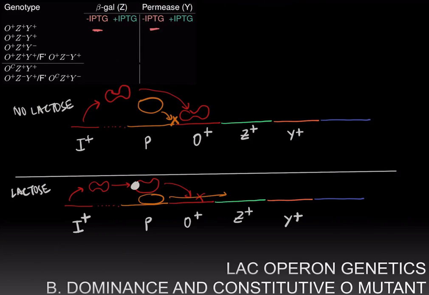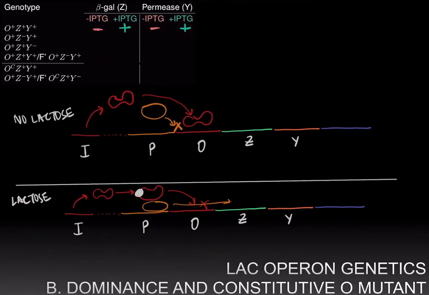So we can say plus in these two columns. And if you notice the pattern, when you don't have IPTG, then you don't have expression, so there's a minus, whereas when you have IPTG or when you have lactose, you induce expression. And so if you see a pattern of minus plus, we call this inducible.